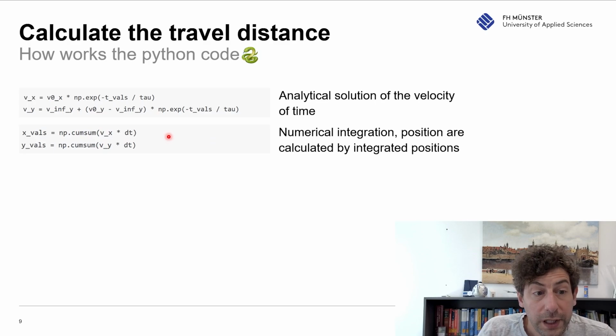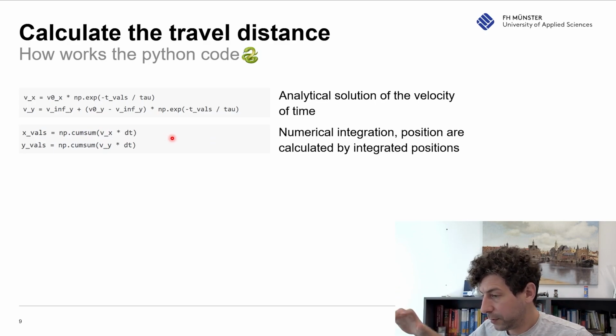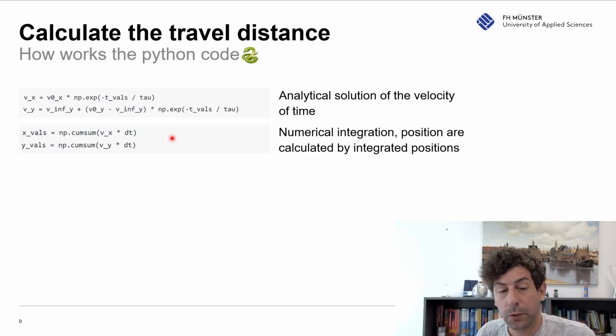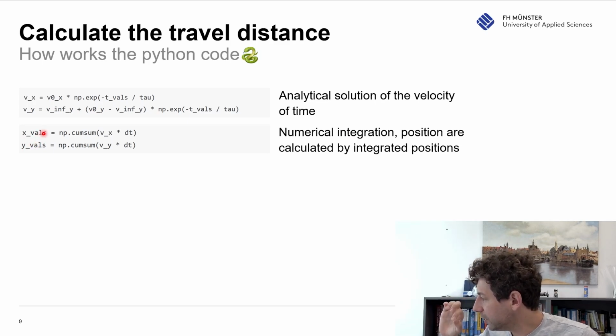Okay, and then we now calculate the position of the droplet. So if we have the velocity of the droplet at each time step, we can calculate by a numerical integration, right? Numerical integration of the velocity gives the position in x and y direction. So this is done by the computer, right? NP cumsum. And this gives basically the x and y values for the position. So one thing is the velocity at this point, and the other thing is where is the position, right?